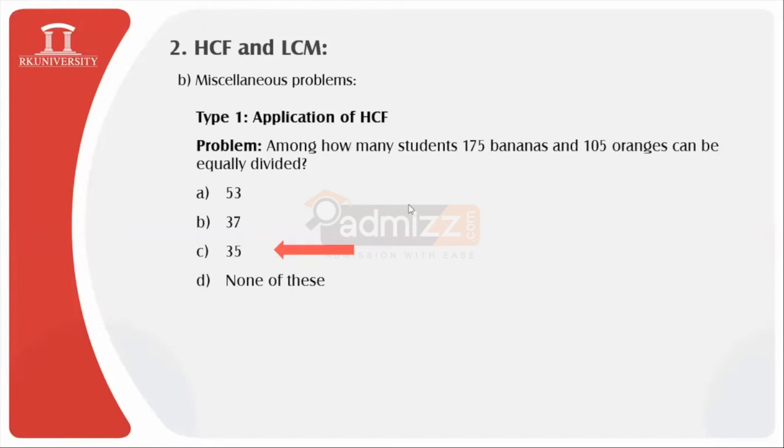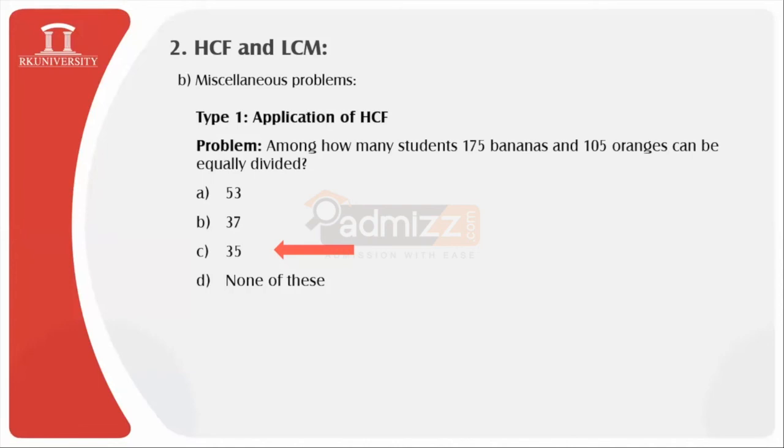Okay, so that 35 value indicates that there must be 35 students in a class, so that the distribution of bananas and oranges can be done equally. That means each student can obtain the same number of bananas and the same number of oranges.